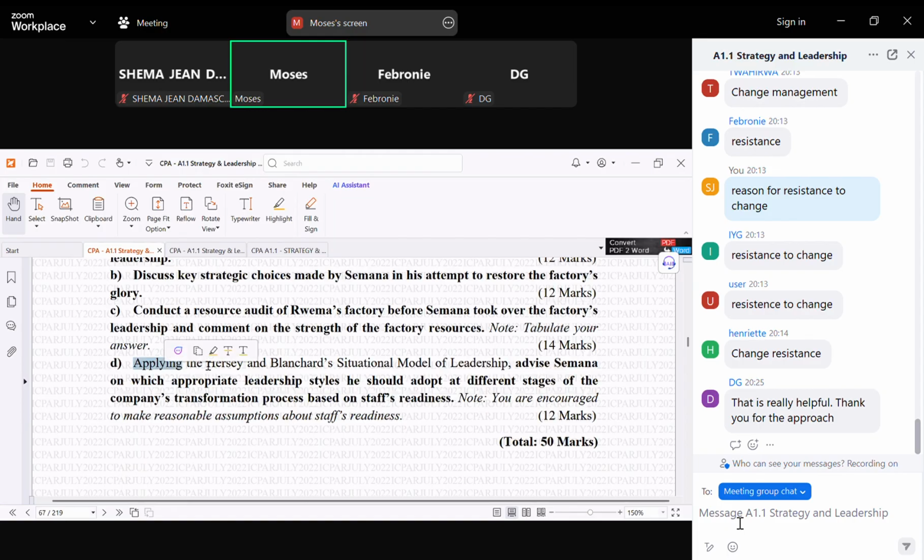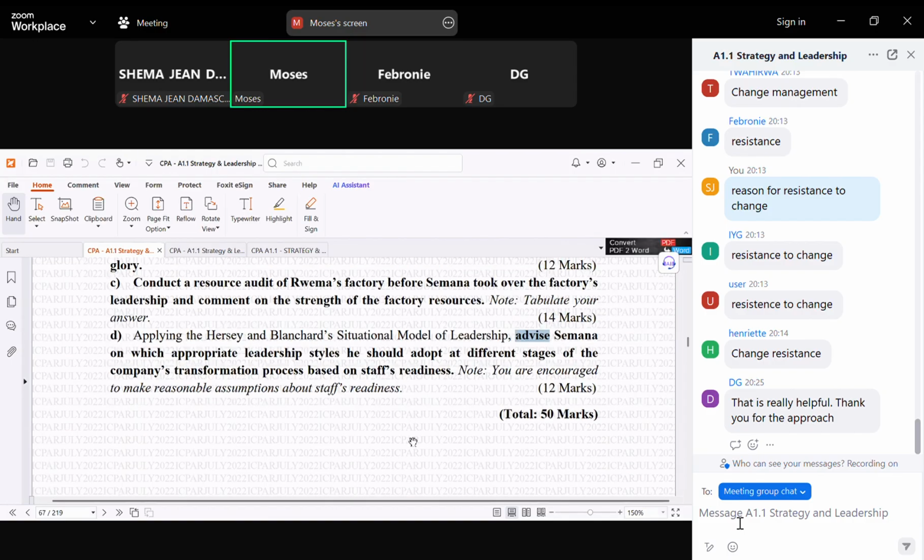Applying means that there is a model, there is a concept in which they want your answer to be provided. In this case, the leadership styles that you were supposed to answer were supposed to be drawn from the Hersey and Blanchard situational model of leadership. Anything that is provided outside this model is incorrect. And when they say advise, it means your answer is going to be as advice. You are going to say, Mr. So-and-so or Mr. Semana, I advise you, my recommendation to you is this. It is the same as recommend.